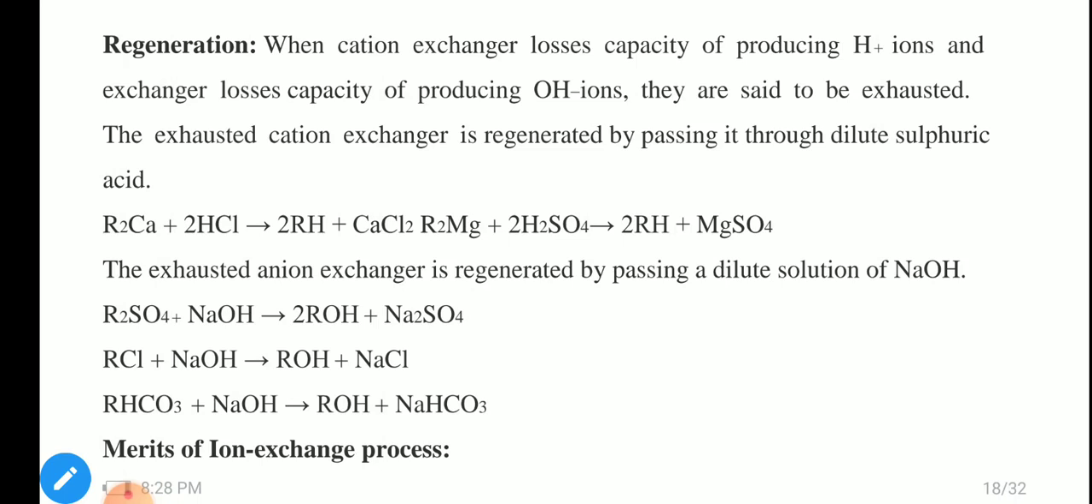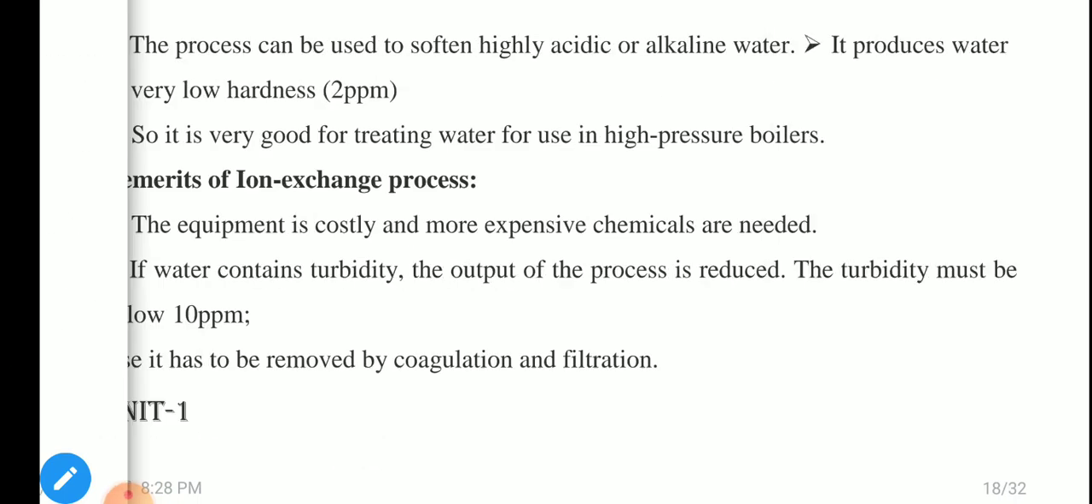And we have also seen the regeneration. In the regeneration, when cation exchange resin and anion exchange resin get exhausted, they stop working. We give acid washing for the cation exchange resin and we give alkali washing for the anion exchange resin, and the reactions for the cation exchange resin and anion exchange resin are denoted here. So this is a very good and vastly used method for the softening of water, and this method has some merits and demerits.